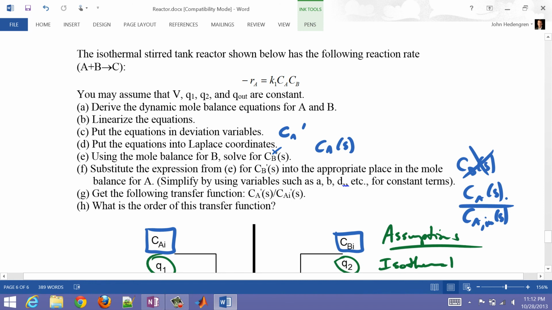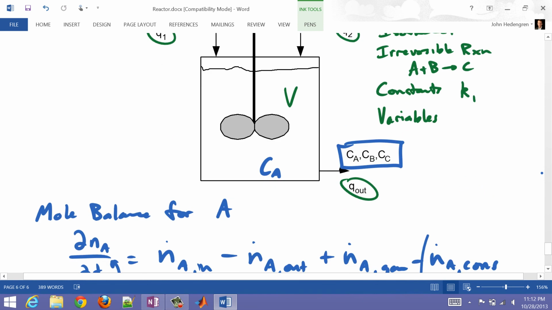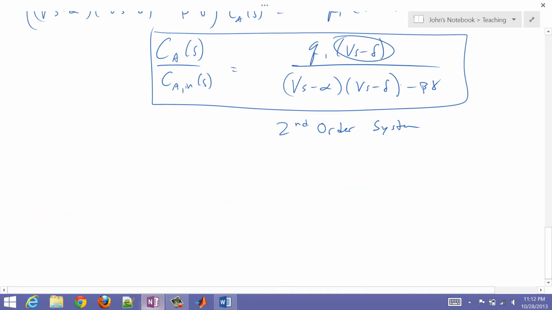And then what order is the transfer function? You look at the polynomial degree in the denominator, and we saw that that was going to be an S squared, so it's a second order system. So that concludes this problem for this reactor and how we've modeled it, using first principles for a species balance, and then created the transfer function for how the concentration outlet changes with concentration inlet.